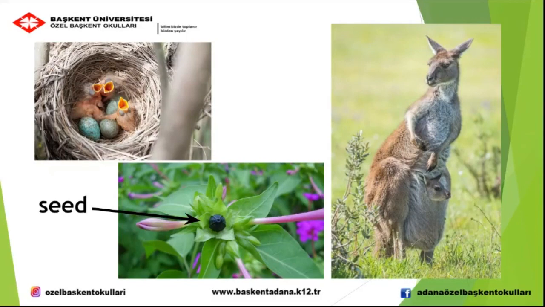Reproducing means making new young animals or new young plants. For example, these little chicks are new to the world and soon will grow into birds. This baby kangaroo inside his mother's pouch is also new to the world. This seed will also fall to the ground and grow into a new plant.